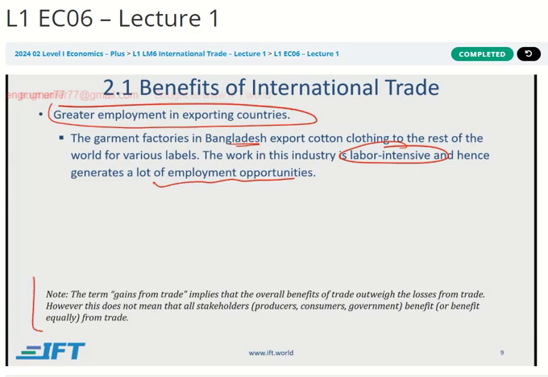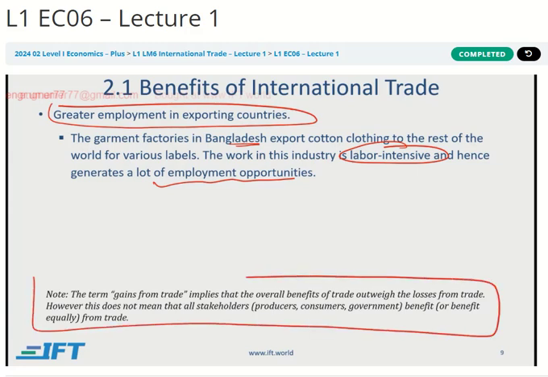Now, this is where the benefits discussion ends, and it ends with a caveat that, hey, these gains from trade, they are there, but they're not there for everyone, and they're not there equally for everyone. Even if they are there for everyone, they're not equally there for everyone, and sometimes they're not there for some people at all.